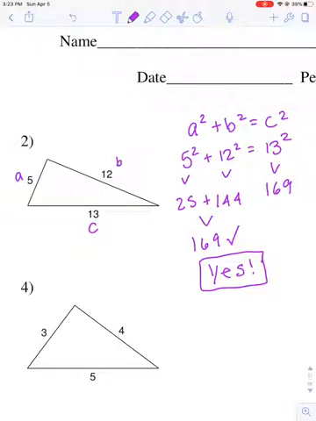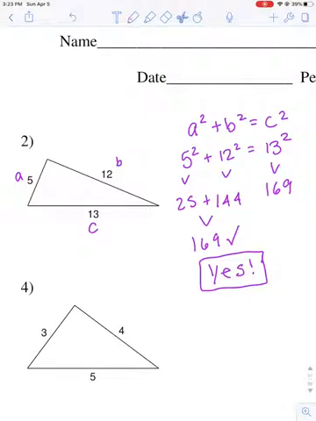If the Pythagorean theorem works, that means it does form a right triangle. If we had gotten, instead of 169, if we had gotten like 175, that answer would be no, because the two sides are not equal. The Pythagorean theorem does not work.